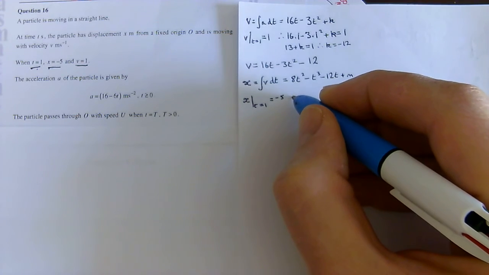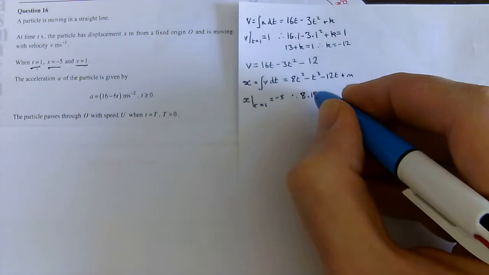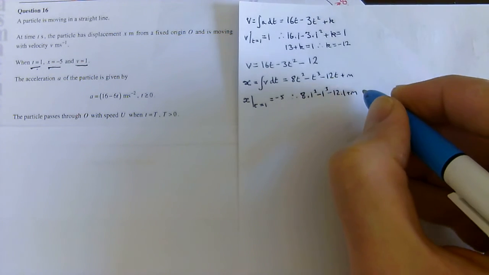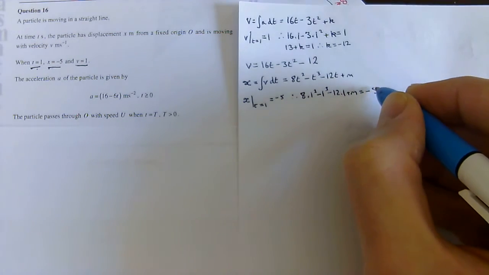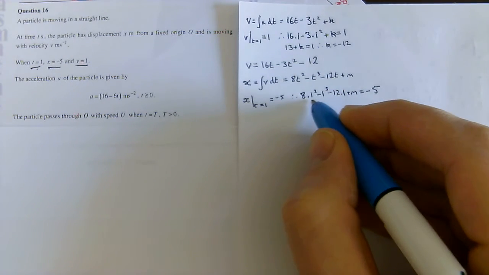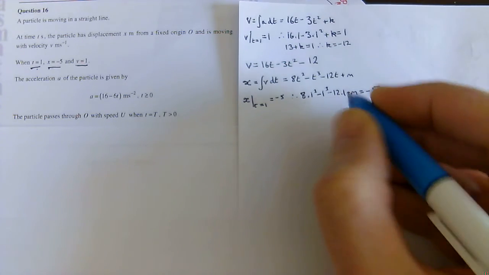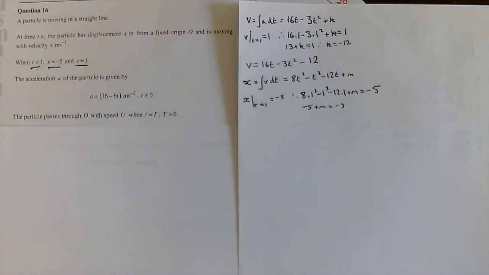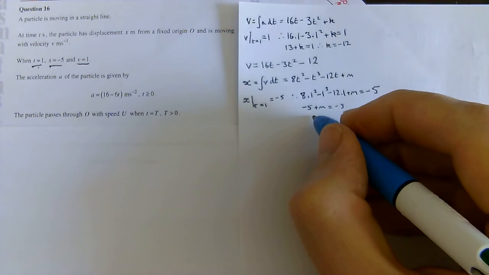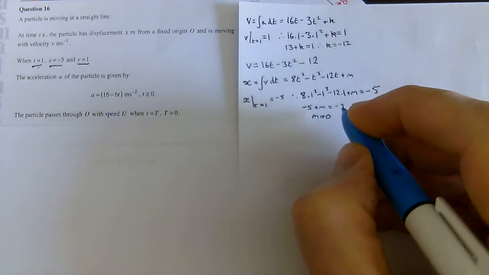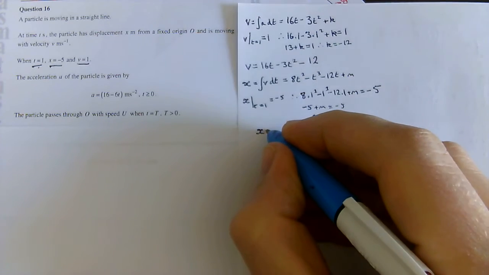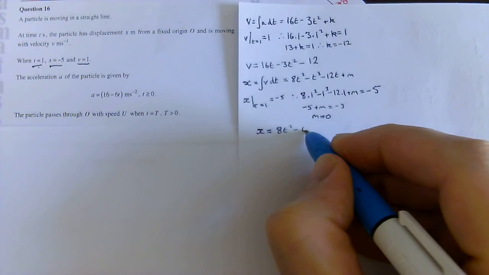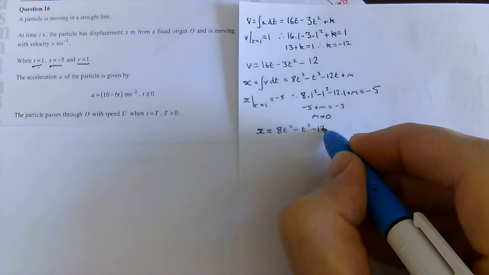So therefore 8 lots of 1 squared minus 1 cubed minus 12 lots of 1 plus m equals minus 5. And that gives me 8 take away 1, which is 7, minus 12 is minus 5, so minus 5 plus m equals minus 5. And that tells me that m is equal to 0. And again, I'm just going to rewrite my formula for x, so the displacement is going to be 8t squared minus t cubed minus 12t.